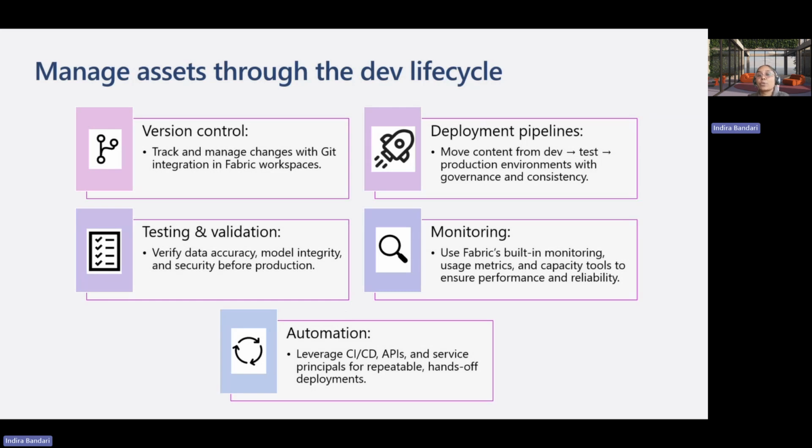Deployment pipelines are used for moving content across dev, test, and prod environments with governance and consistency. Testing and validation: you verify data accuracy, model integrity, and security before production. Monitoring: using Fabric's inbuilt monitoring, usage, and capacity tools to ensure performance and reliability. And finally, automation: leverage CI/CD pipelines, APIs, and service principals for repeatable hands-off deployments.